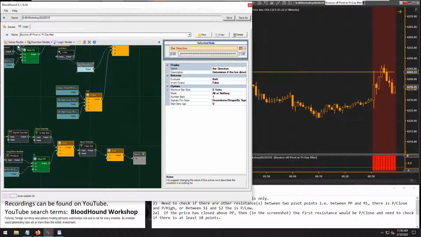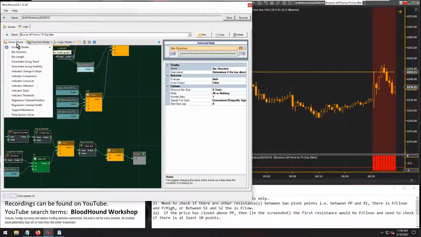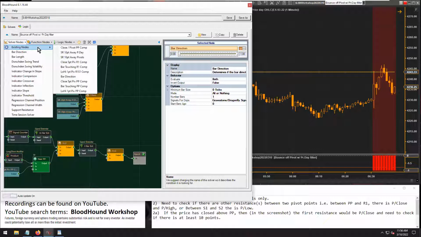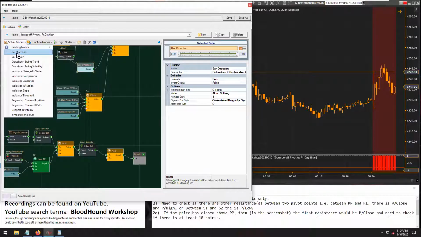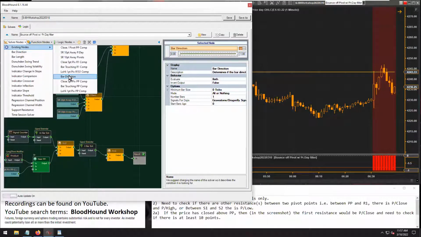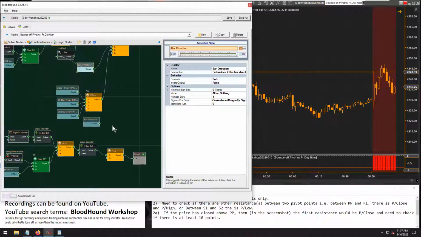All right, so we can go to our existing nodes. So if you already have a bar direction, you don't need to create another new one. We can use the existing one that we already have. So that way it minimizes the amount of work being done, right? So we're going to use the existing bar direction that we already have. There we go. All right.